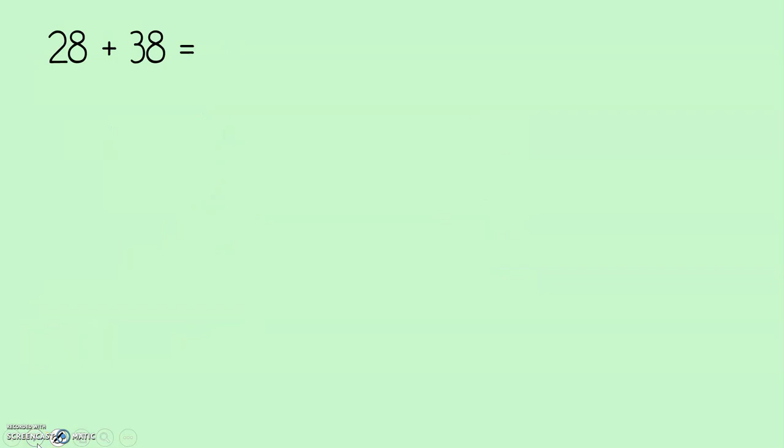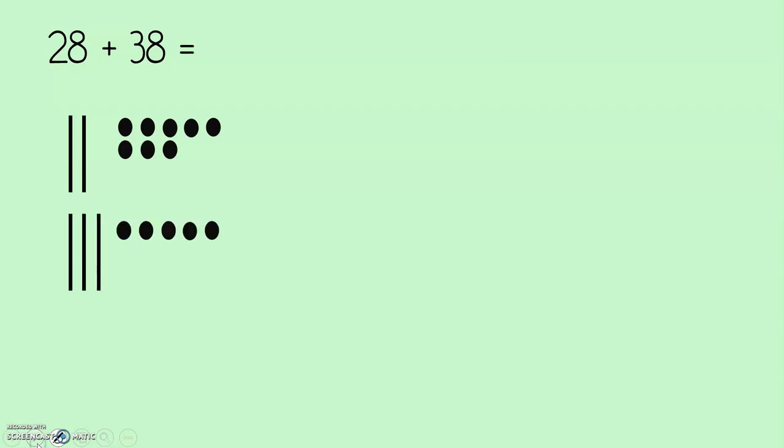Solve this problem on your board by yourself. Press pause until you're ready. All right, here we go. Let's check your work. The first thing we're going to do is decompose 28 into our tens and ones. Here I have 2 tens and 8 ones. The next step is to decompose 38 into 3 tens and 8 ones.